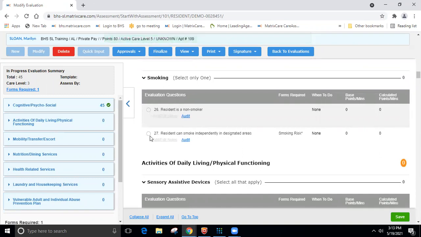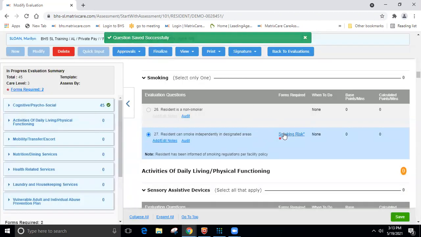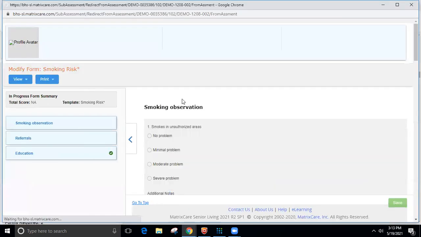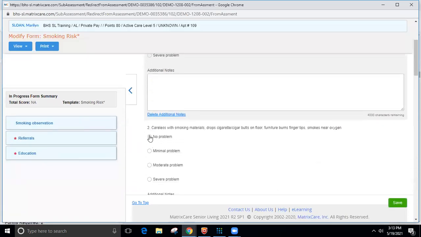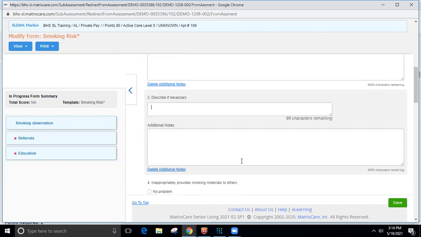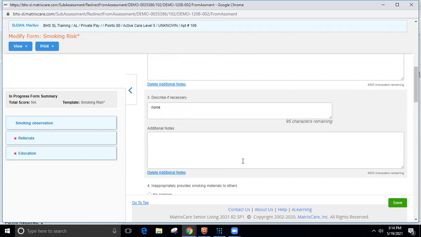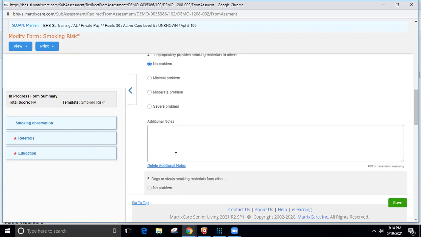And then again, if they're a smoker, you would have a smoking form, and we do have regulations per facility, so you do want to add that quick note. And then you'll see that there's a smoking risk form. So again, that's that mini assessment. You want to answer these questions. And then if there is a numbered question, you have to put none or not applicable if there is no answer for it, just to close the question out.